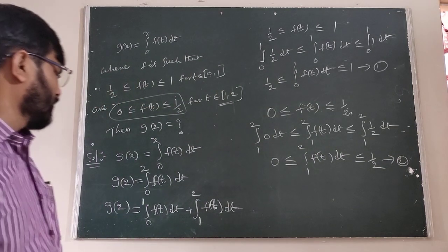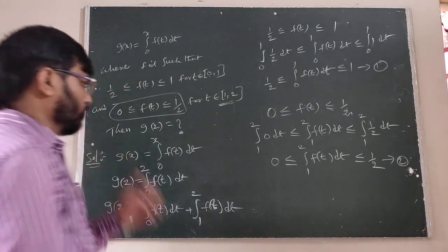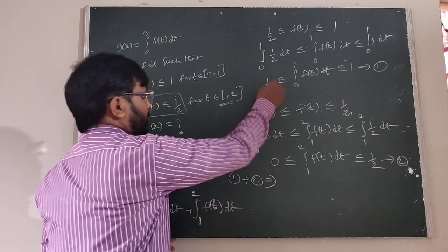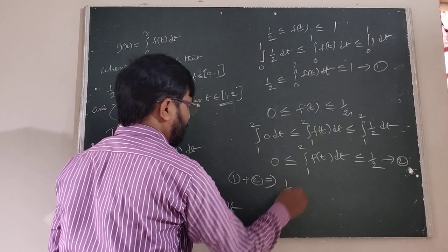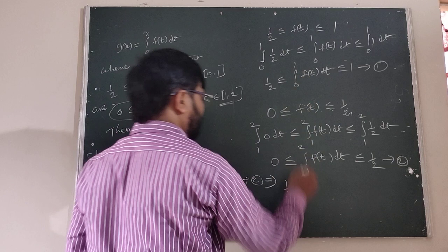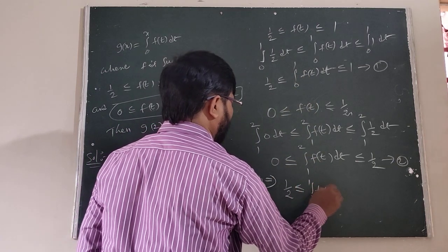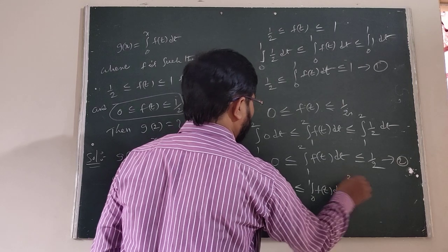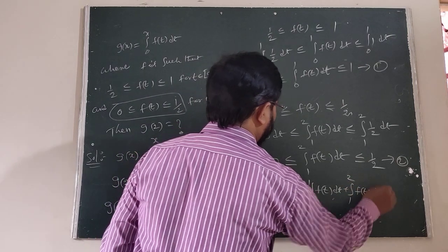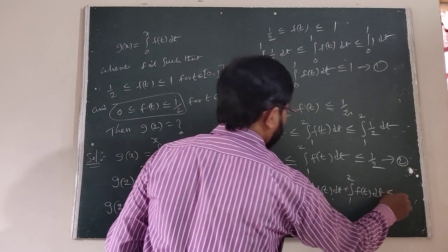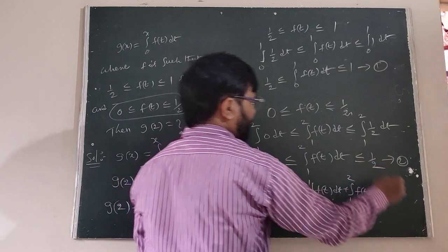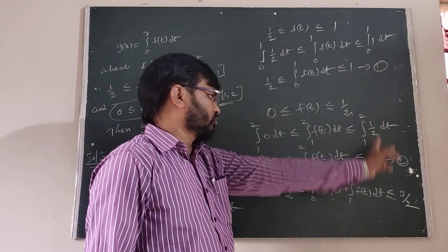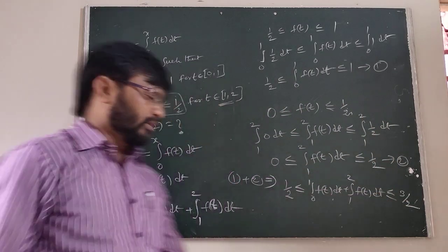Now adding the two results, we get 1 by 2 plus 0, which is 1 by 2, less than or equal to the integral 0 to 1 of f of t dt plus the integral 1 to 2 of f of t dt, less than or equal to 1 plus 1 by 2, which is 3 by 2, that is the maximum.